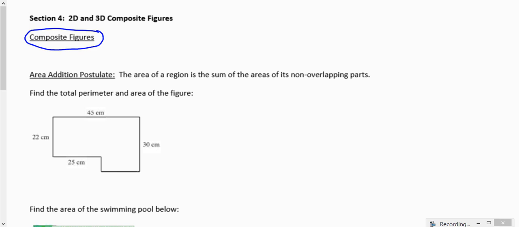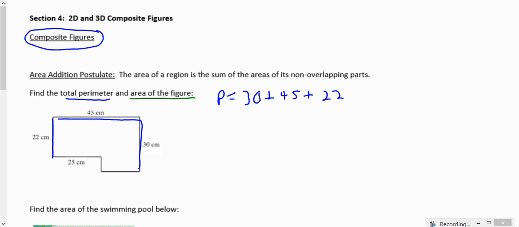In this case, they want us to find the total perimeter and the area. So if we look at the perimeter first, we know that perimeter is the sum of all its sides. So if I go around the horn, starting at 30 plus 45 plus 22 plus 25, I'm missing two pieces.